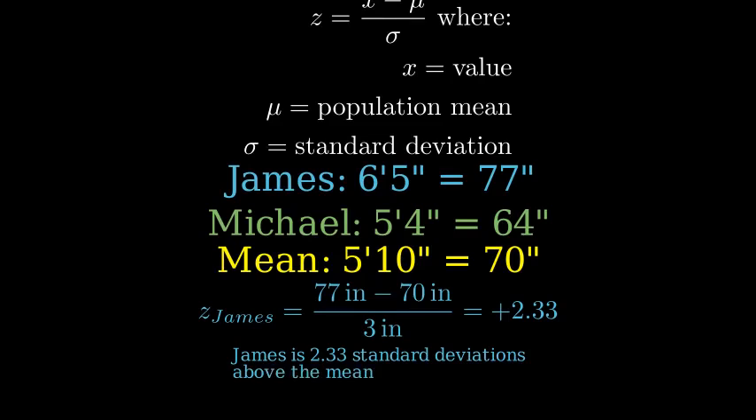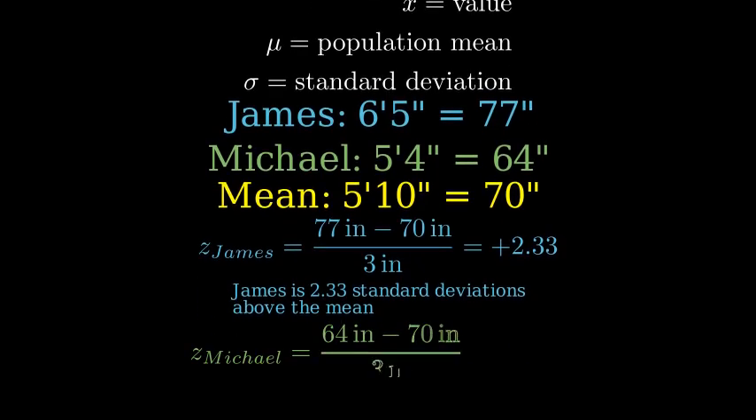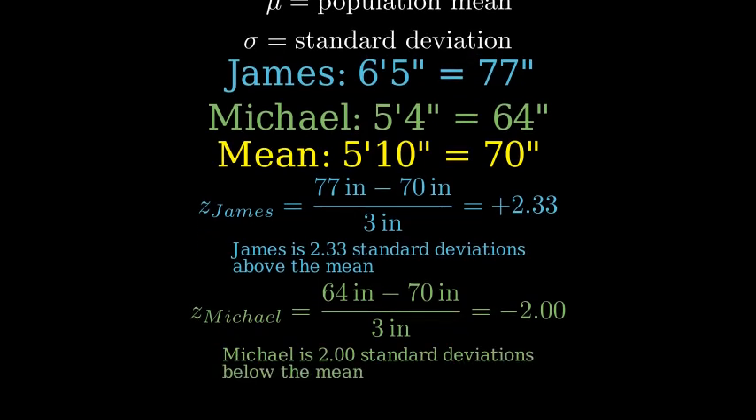Now, let's calculate Michael's z-score. We take 64 inches minus 70 inches divided by 3 inches. This equals negative 2. This means Michael is 2 standard deviations below the mean.